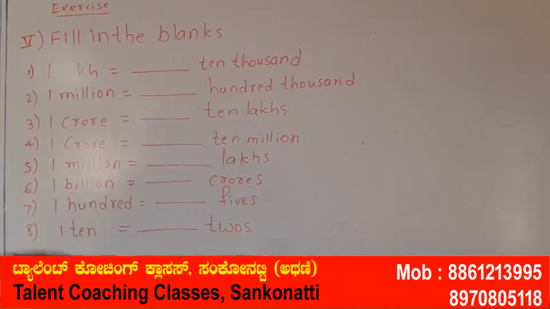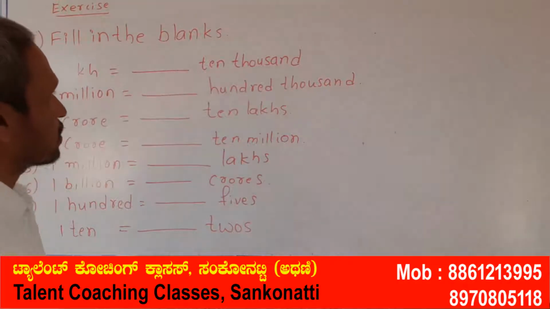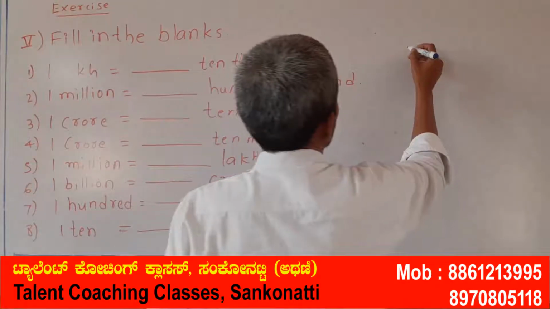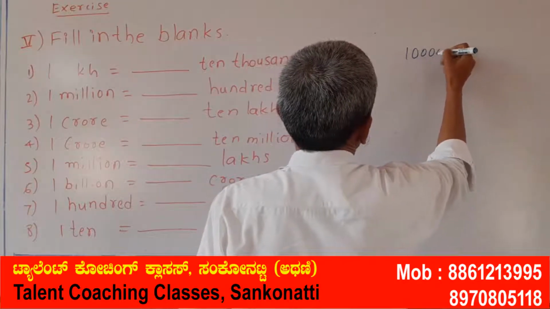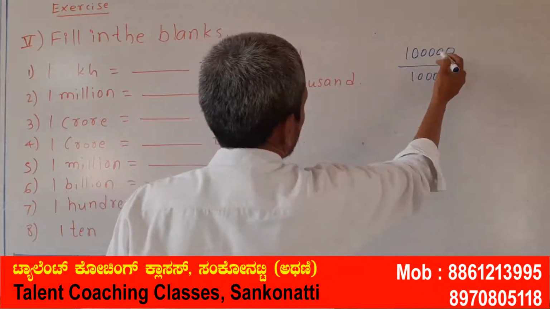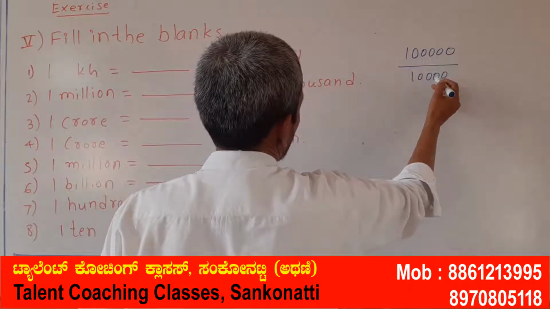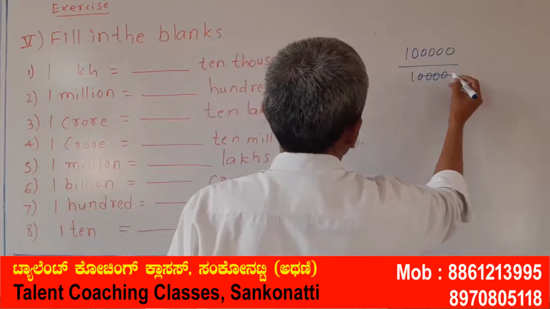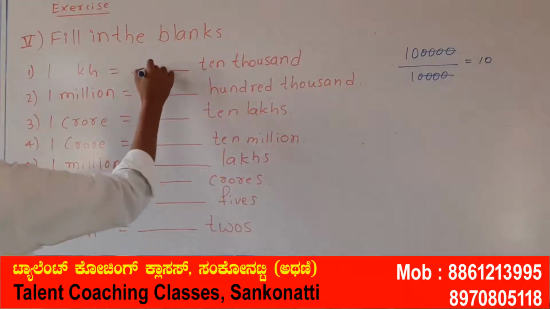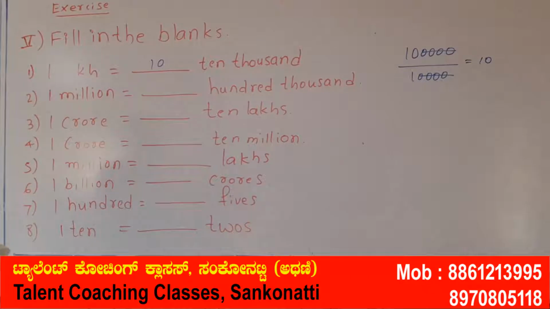Fill in the blanks. Yes, some numbers are missing and we are supposed to find these numbers. How will we find them? See here. 1 lakh is equal to how many 10,000s? Now we will divide lakh by 10,000. This is 1 lakh. We will divide it by 10,000. Unit, 10, 100, 1000, 10,000, lakh. Unit, 10, 100, 1000, 10,000. 4 zeros, here also 4 zeros. We will get 10.